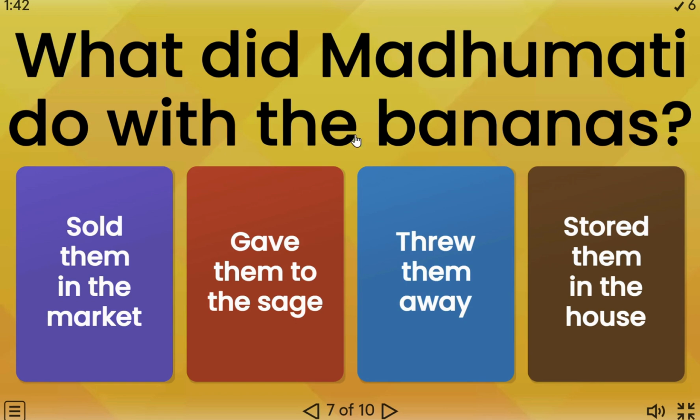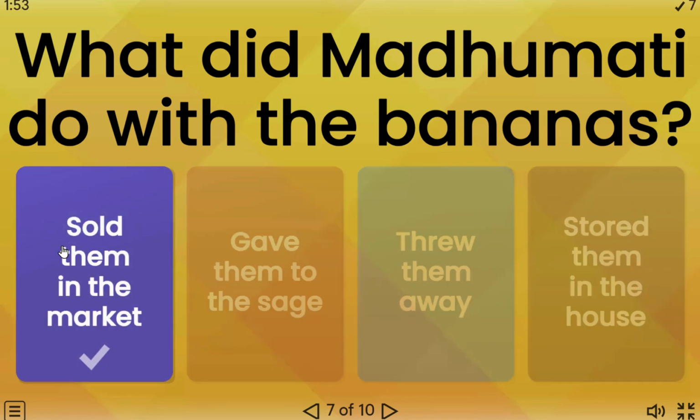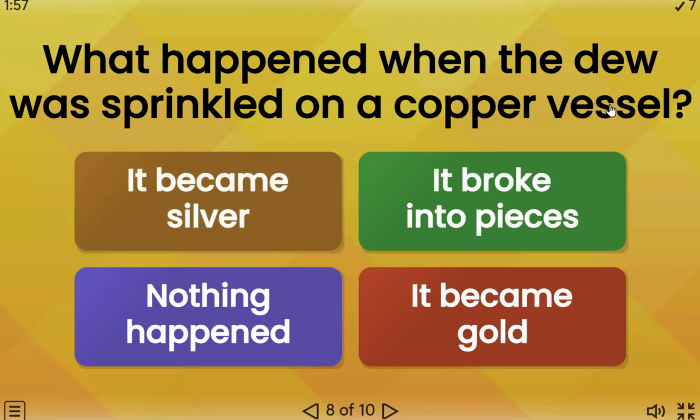What did Madhumati do with the bananas? Sold them in the market, gave them to the sage, threw them away, stored them in the house. Yes, what did she do? She sold them in the market. What happened when the dew was sprinkled on a copper vessel? It became silver. It broke into pieces. Nothing had happened. It became gold. What happened, children? He thought that it would become gold, but nothing happened.